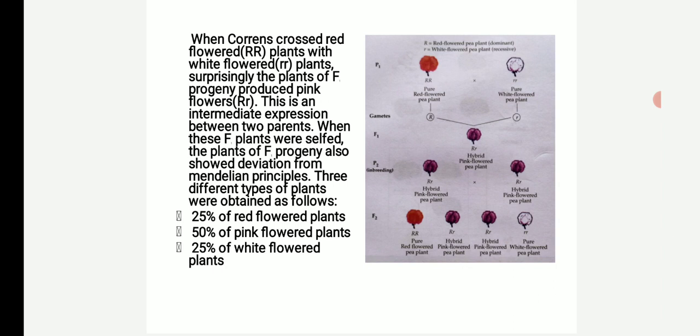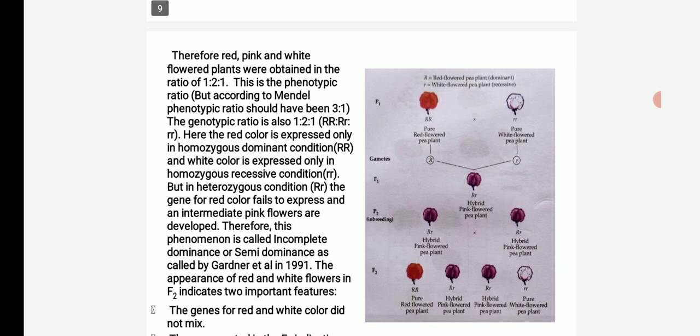Three different types of plants were obtained as follows: 25% of red flowered plants, 50% of pink flowered plants, and 25% of white flowered plants. Therefore, red, pink, and white flowered plants were obtained in the ratio of 1:2:1. This is the phenotypic ratio, but according to Mendel, the phenotypic ratio should have been 3:1. The genotypic ratio is also 1:2:1.